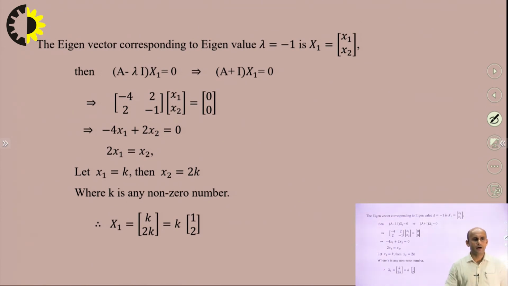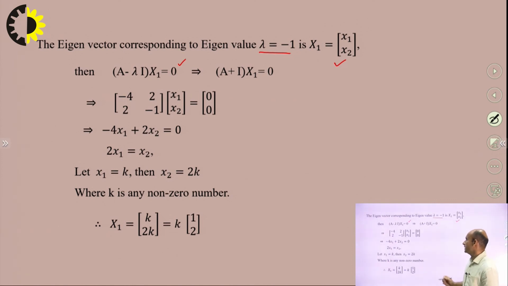Now we have to find the eigenvector corresponding to eigenvalue lambda equals minus 1, because we have different eigenvectors according to different eigenvalues. Here we have two eigenvalues, lambda equals minus 1 and lambda equals minus 6. First we have to find the eigenvector corresponding to lambda equals minus 1. So as we know, if we have a matrix of order 2, then the eigenvector will be in this form here. Let x1, x2 be the eigenvector corresponding to eigenvalue lambda equals minus 1 here.